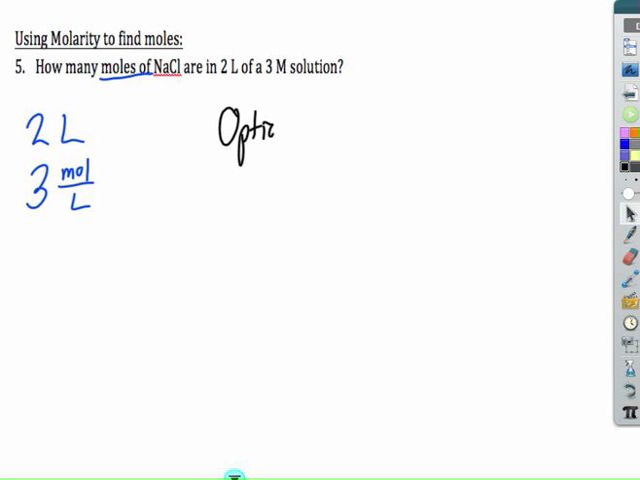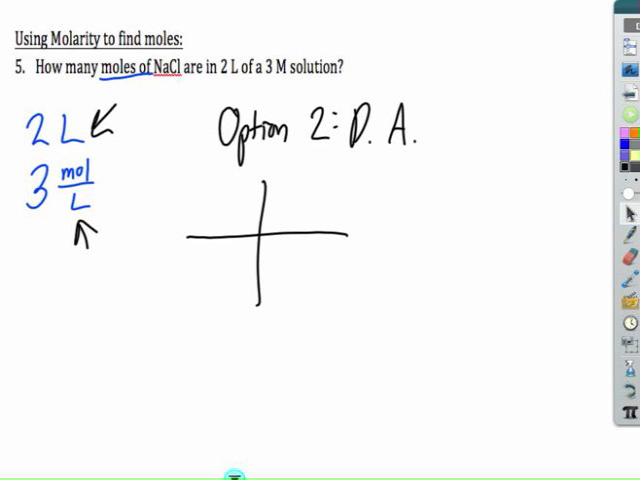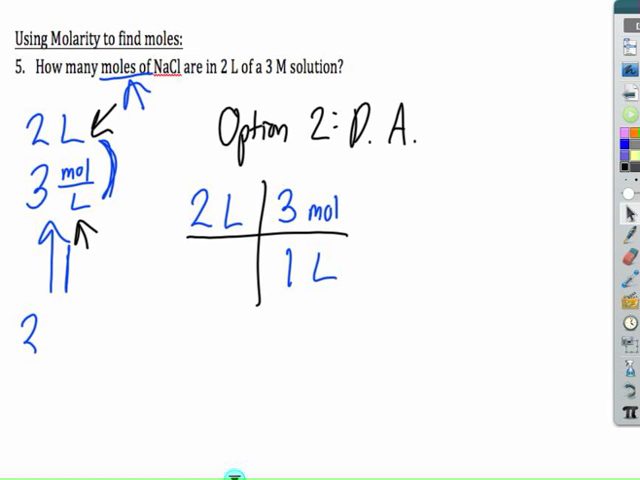Option 2 is to use dimensional analysis. Okay, dimensional analysis is where you look at the units you're given and figure out how to set it up to get the units that you want, okay, which is moles. So these 2 numbers, I'm going to start with the one that doesn't have something on bottom of it, 2 liters. I want moles, so I'm going to put the 3 moles per 1 liter. Okay, that's this. Okay, this equals 3 moles per 1 liter.